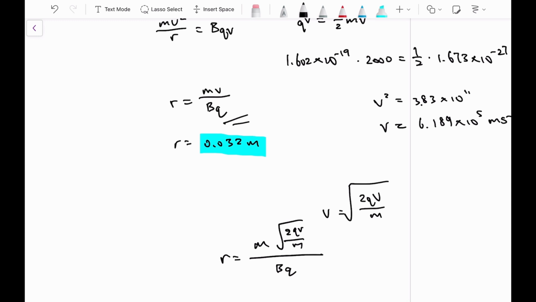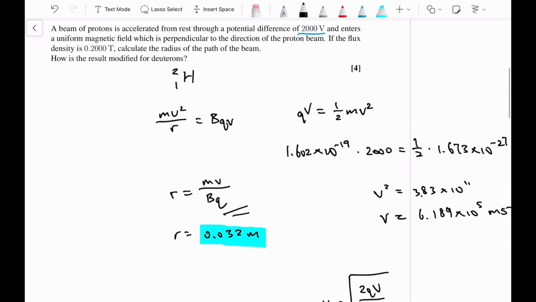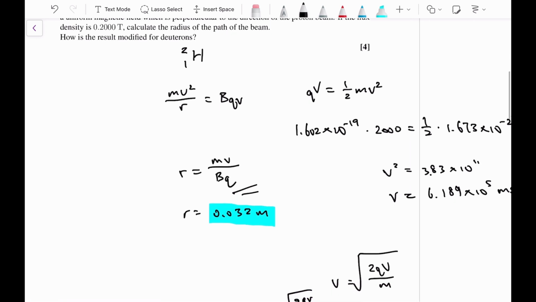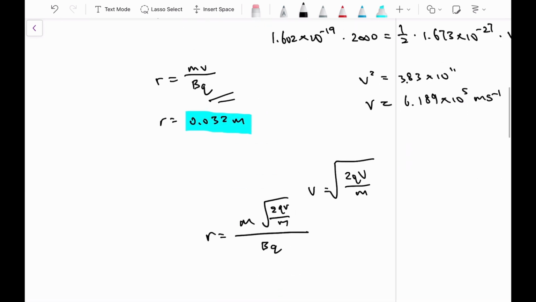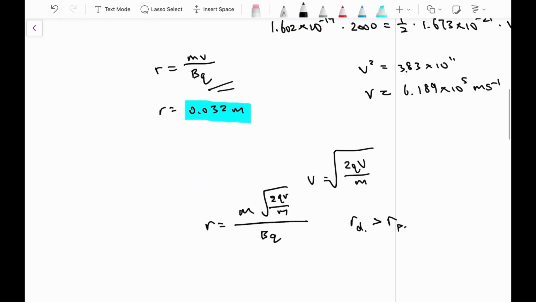Right now it seems that the mass is on the top of the fraction. This means that if the mass increases, then the radius of the path will increase. So we can say that r for the deuteron is greater than r for a single proton. That is the relationship. And then it asks how we actually modify the result for it.